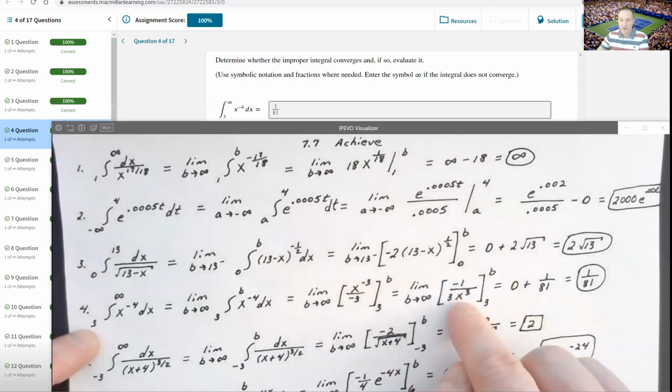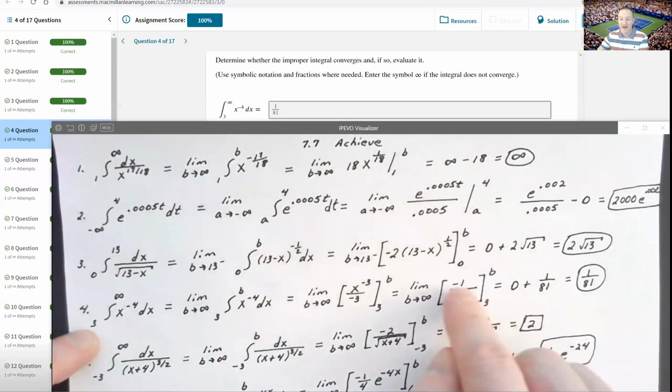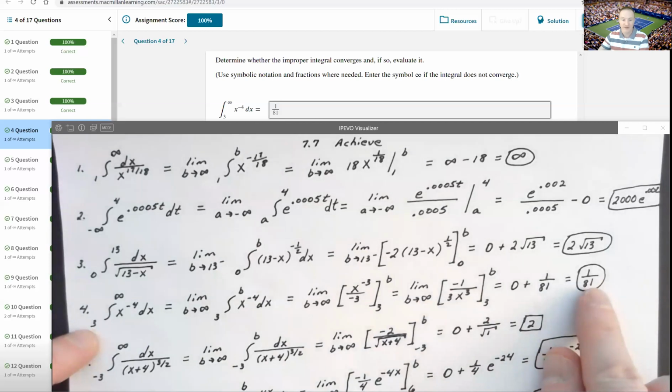If you evaluate your upper limit, clearly if you plug an infinite number in that denominator, that fraction is going to 0. Now, you would subtract your lower limiting amount when you plug it in. So you'll have minus a negative 1, which becomes plus 1, and then you'll have 3 times 3 cubed. That's 1 over 81. You get your plus 1 over 81.